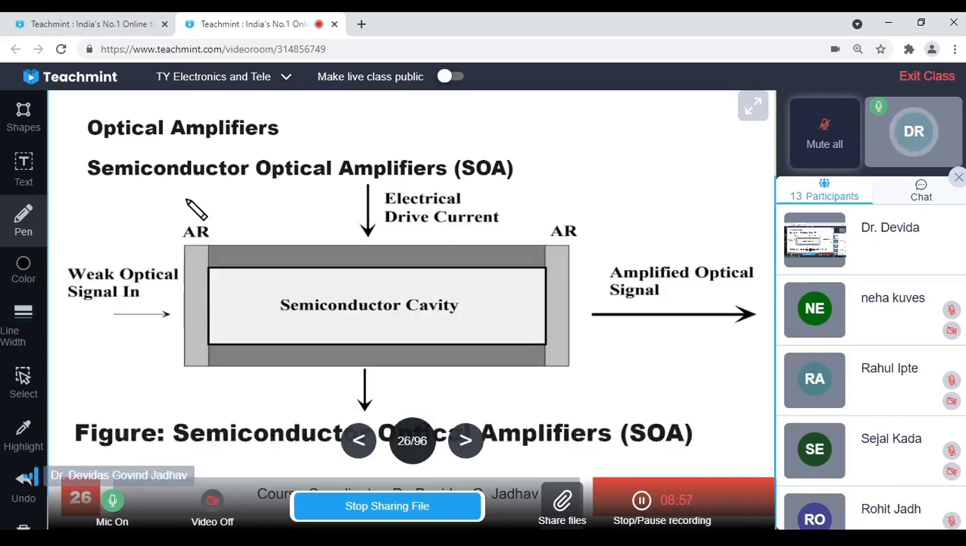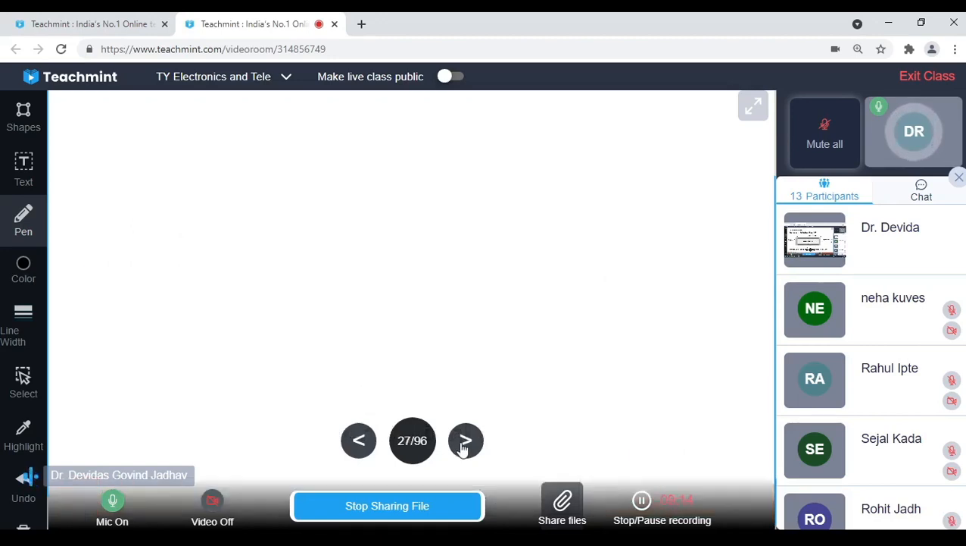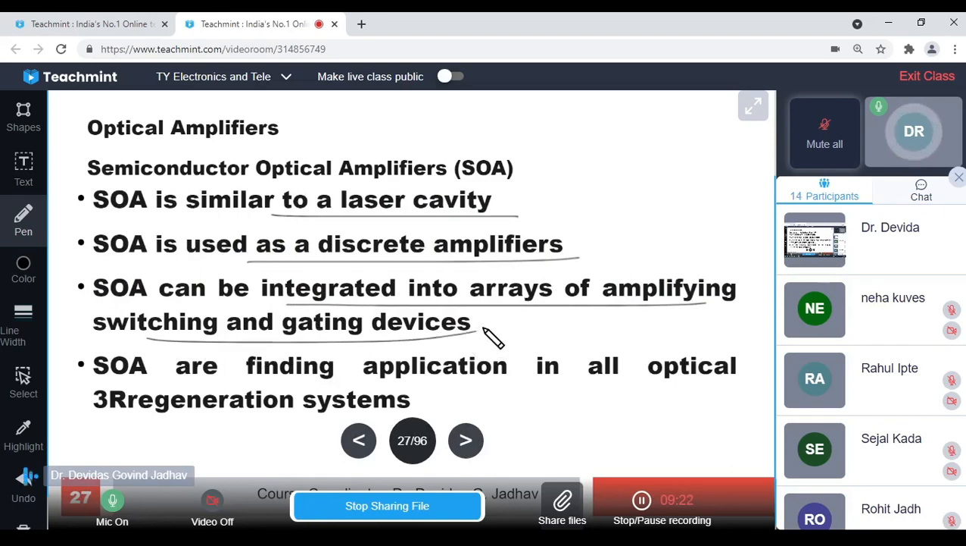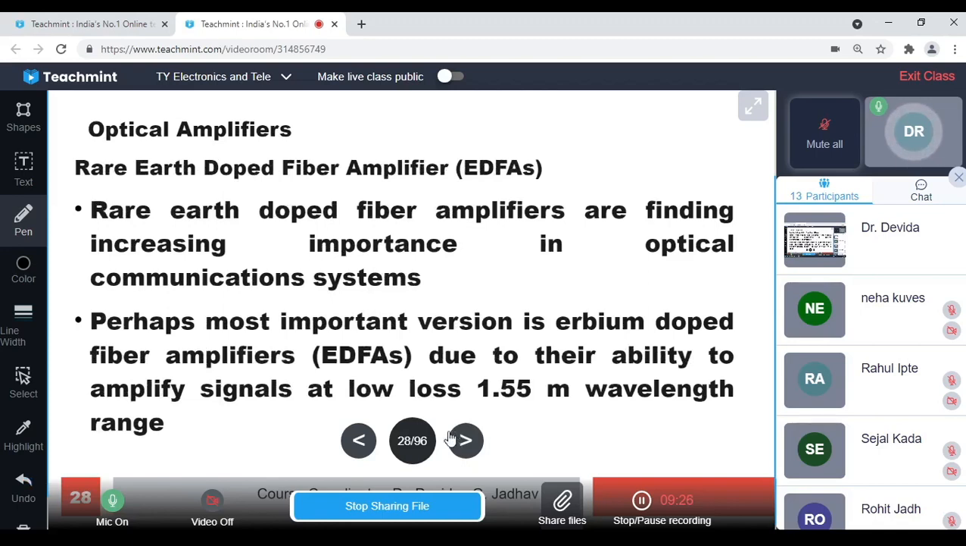So in the semiconductor optical amplifier block diagram, the weak signal is fed to the semiconductor cavity, a Fabry-Perot cavity, which has an anti-reflective coating on the input as well as the output side, and electrical drive current is provided to the semiconductor cavity, so electrical pumping is done. So SOA is similar to a laser cavity. It is a discrete amplifier. It can be integrated into arrays, into amplifying, switching and gating devices. SOAs are finding application in all optical regeneration systems.